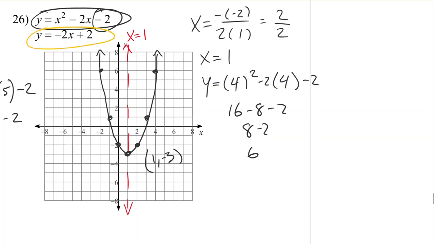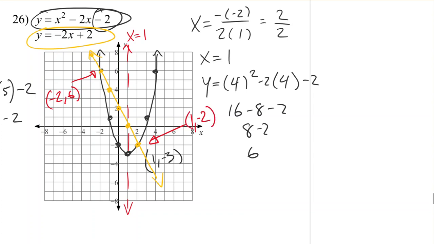Y-intercept is 2, slope is negative 2, down 2, right 1, up 2, left 1. You can see they intersect at negative 2, 6, and at 1, negative 2.